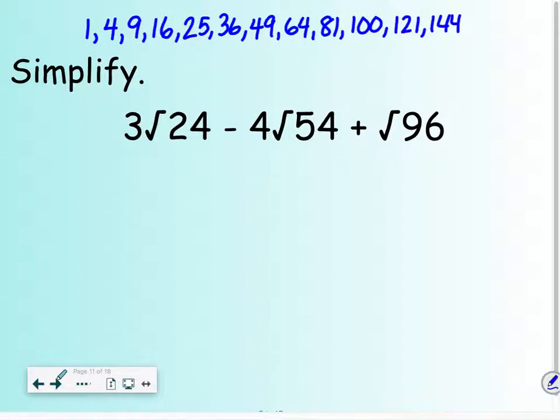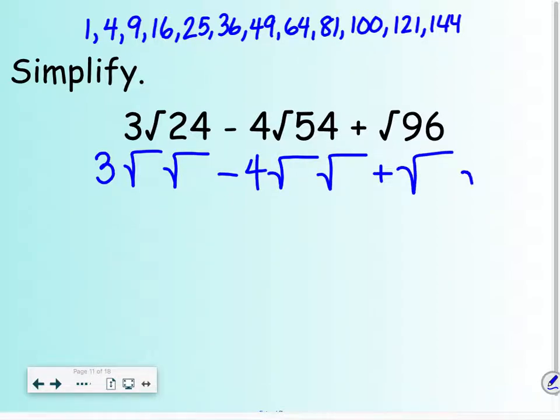Next one like that. Split the square root of 24, split the square root of 54, and split the square root of 96. Okay, 24 is 4 times 6, 54, 9 times 6, and 96, you might not know this one, 96 falls right here.